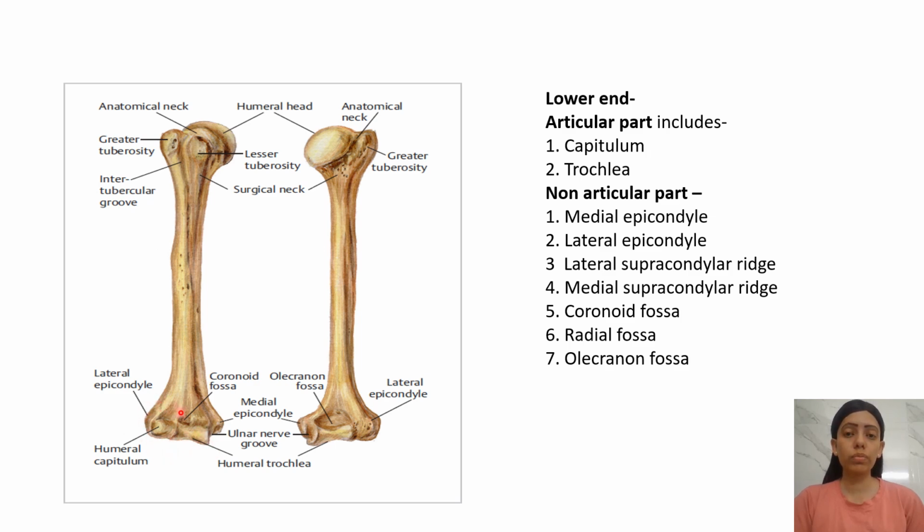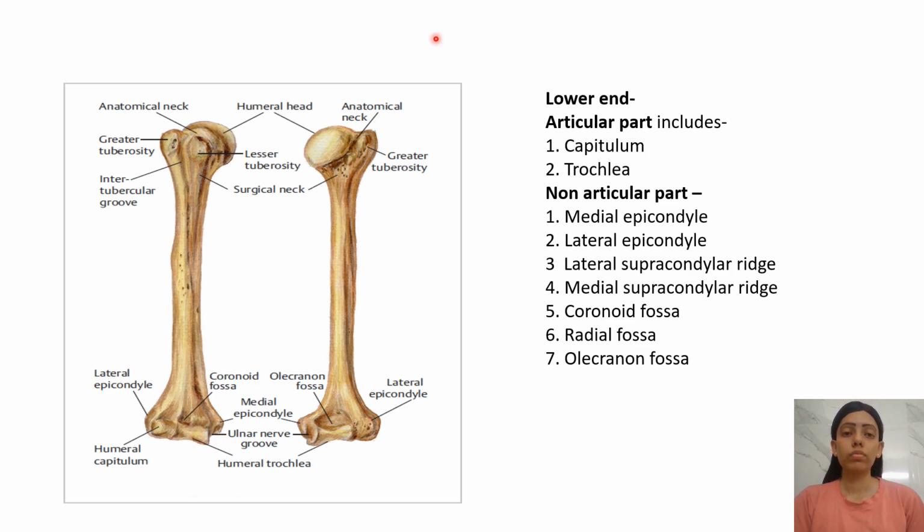The capitulum is a rounded projection which articulates with the head of the radius. As we know, the radius is the lateral bone, so this is the lateral side, the lateral end, and this is the capitulum. And here is the trochlea. It is a pulley shaped surface, so it articulates with the trochlear notch of the ulna medially.